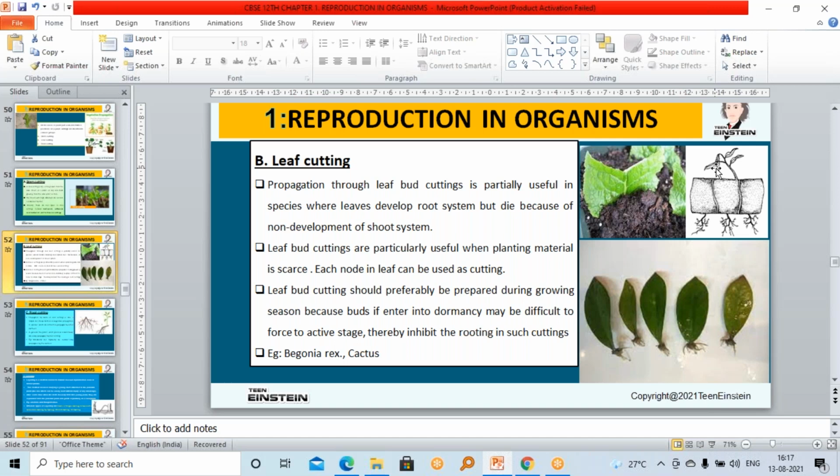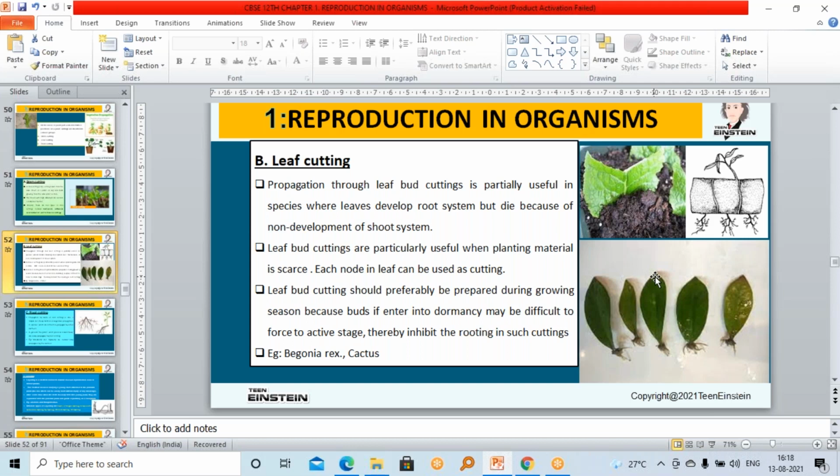In this, each node of a leaf can be used as a cutting. You can see in the picture, each node of a leaf can be used as a cutting. And leaf bud cutting preparation should be done during the growing season. When it is growing, only in that season do we need to prepare the leaf bud cutting.